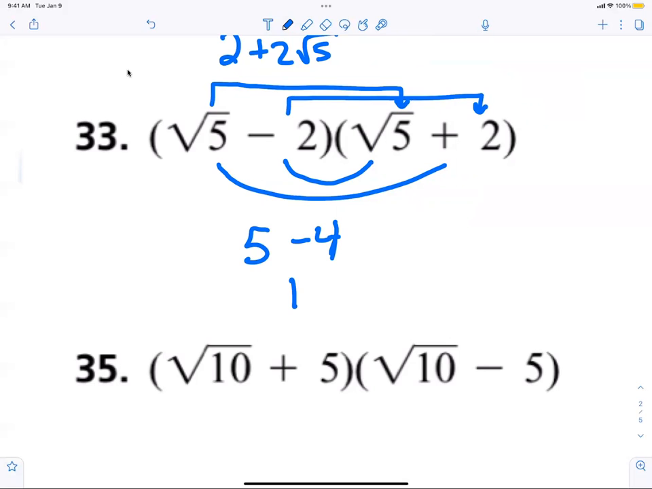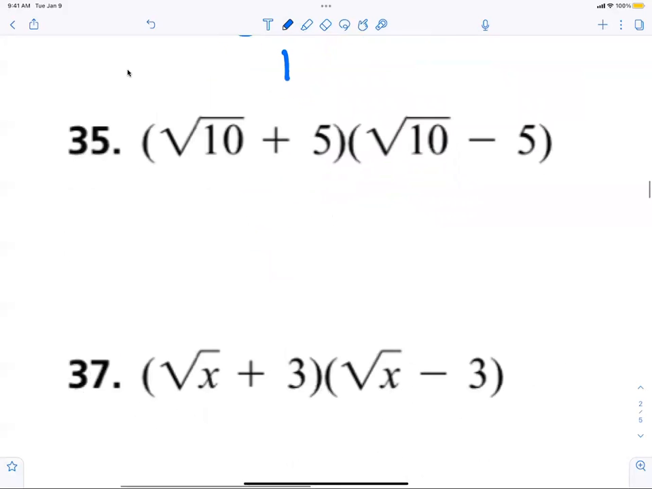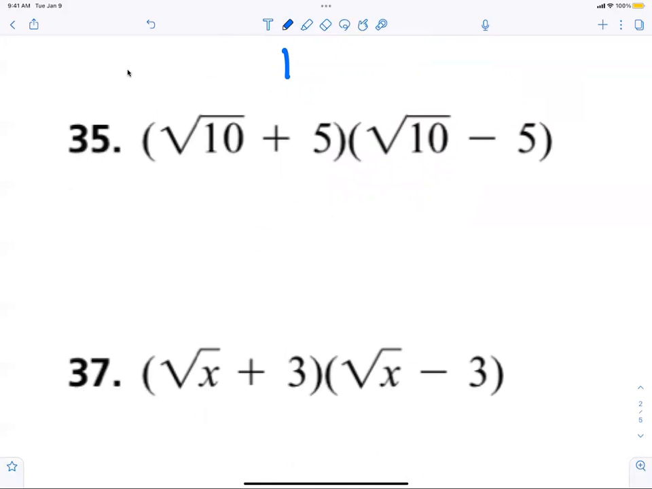All right, here we go. What happens to the middle term? Cancels. Radical 10 times radical 10. 10. Thank you. What happens to the middle terms? They cancel. Do you agree they cancel?